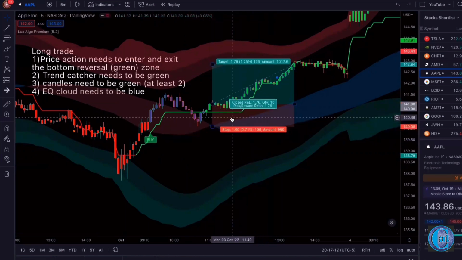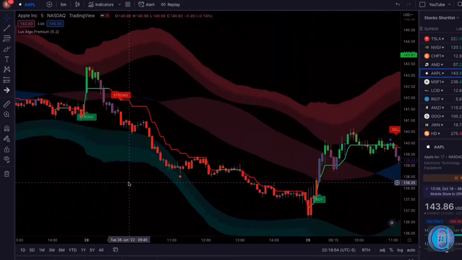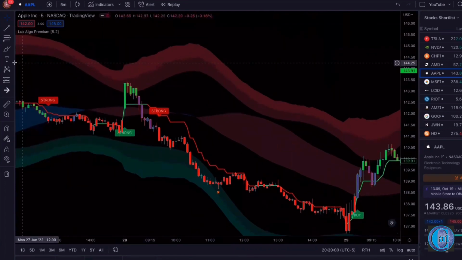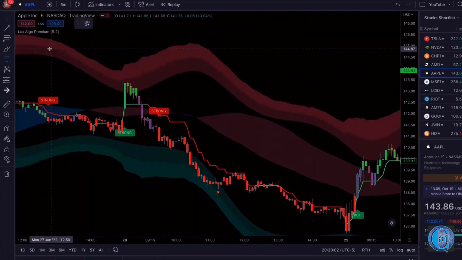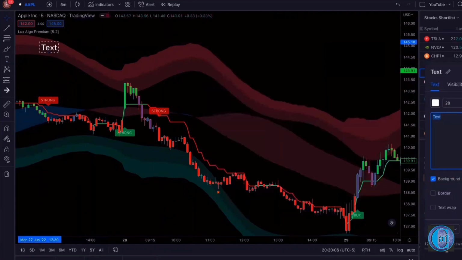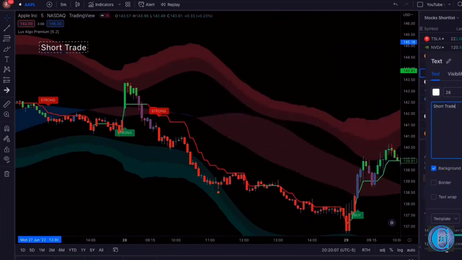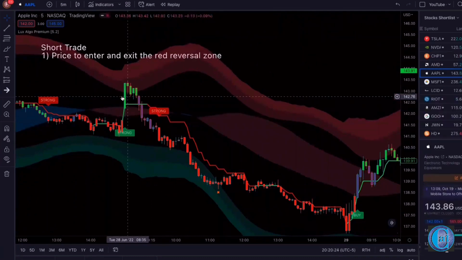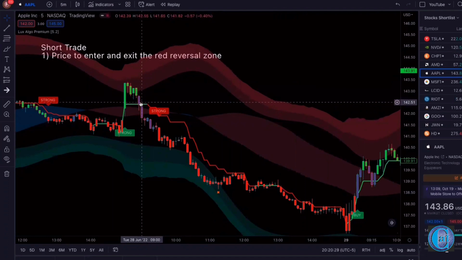Now let's take a look at a short trade example. So now here's a great example of a short trade. Okay. So let me pull up the notes again and show you guys this. All right, for a short trade, you want price to enter and exit the red reversal zone right here. See how this enters the red reversal zone right here and then comes back down?